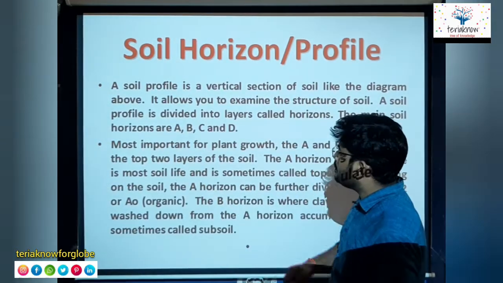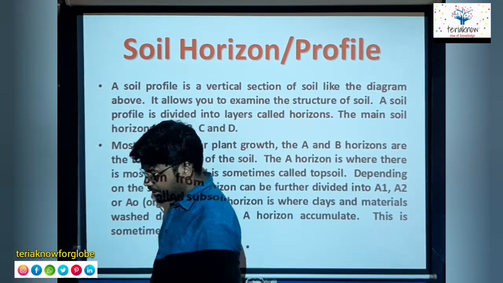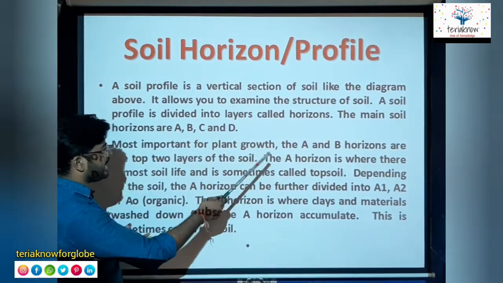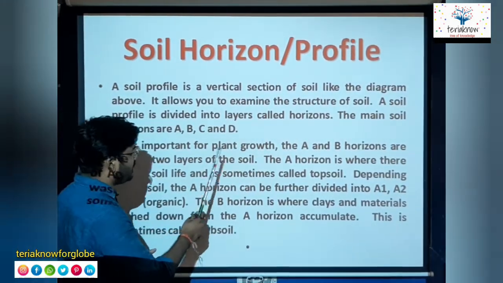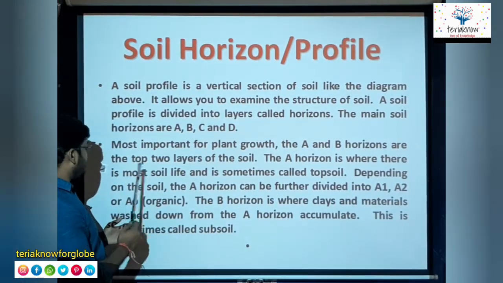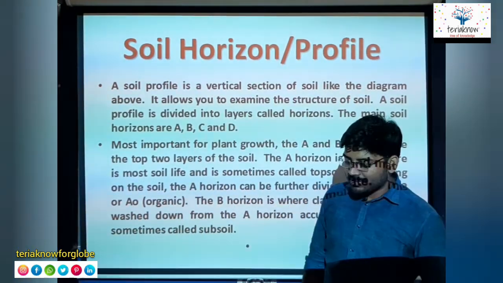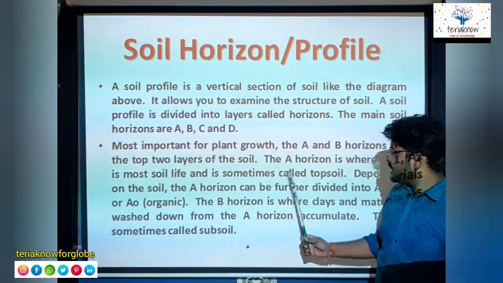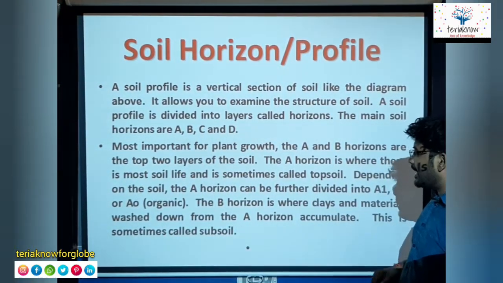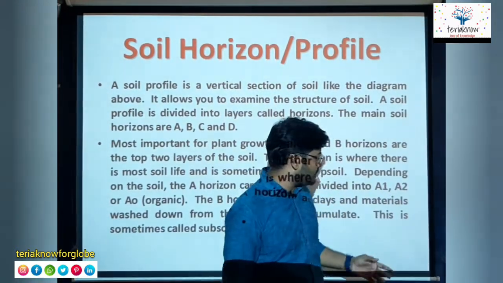Alright. The soil profile is very important for plant growth. A and B horizons are the top two layers of the soil. The A horizon is where there is most soil life, and topsoil is very important for the growth of the plant. Depending upon the soil, the A horizon can be further divided into different layers, which we are going to deal with here.